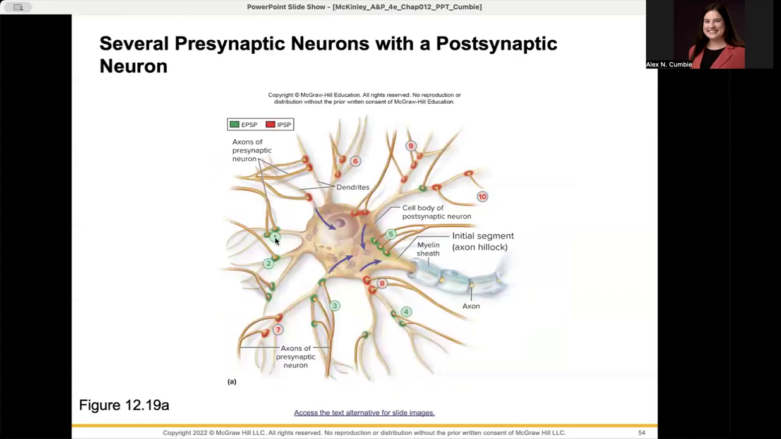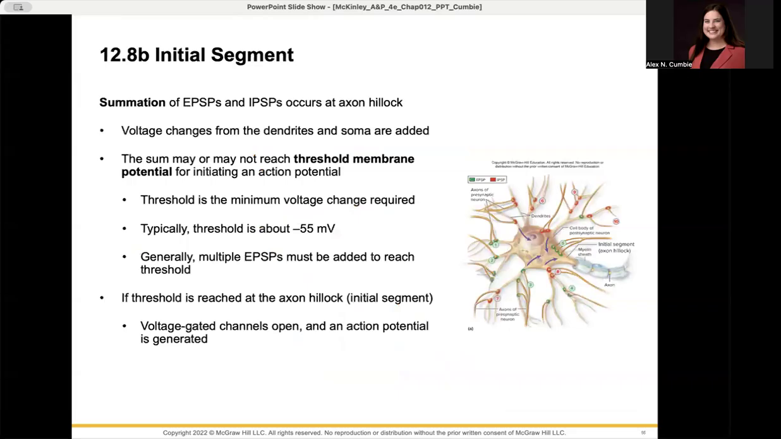And again, this could be happening all at once. You can see in the green here, we have EPSPs, and in the red here, we have IPSPs. And again, all of these are going to culminate together. And depending on what wins out, we'll either do depolarization or we'll do hyperpolarization. And how we add those together is simply through a process called summation. And summation occurs at the axon hillock.